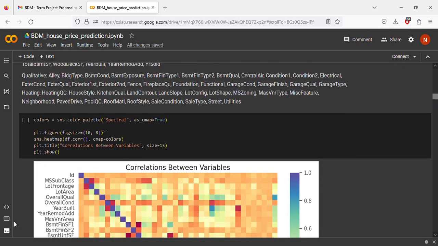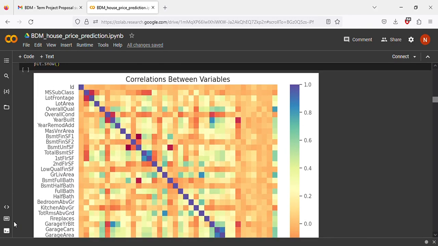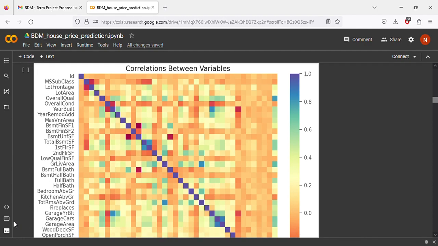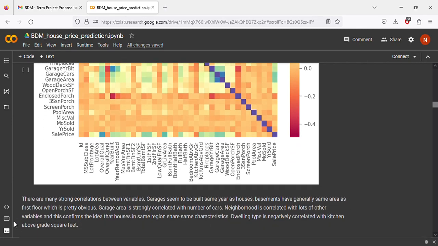So moving ahead, to understand the correlation between variables, we have tried to plot the correlation matrix in the form of a heat map, where we can visually understand the correlation among various variables. After going through this data, we came to understand that there are many strong correlations between variables. Garages seem to be built the same year as houses. Basements have generally the same area as the first floor, which is pretty obvious. Garage area is strongly correlated with the number of cars.